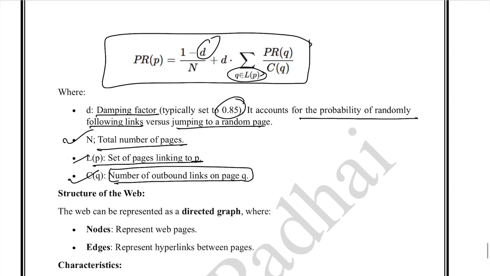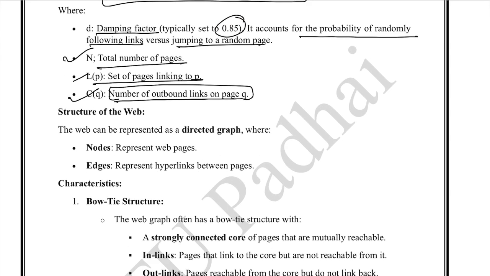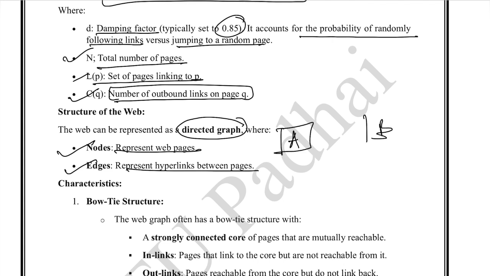Okay, next is the structure of the web. The web can be represented as a directed graph where nodes represent the web pages and edges represent the hyperlinks between them. For example, A is a web page, B is a web page, and C is a web page. We are denoting it with a directed graph. So these A, B, C are the nodes. A to B, A to C, and B to C are the hyperlinks.